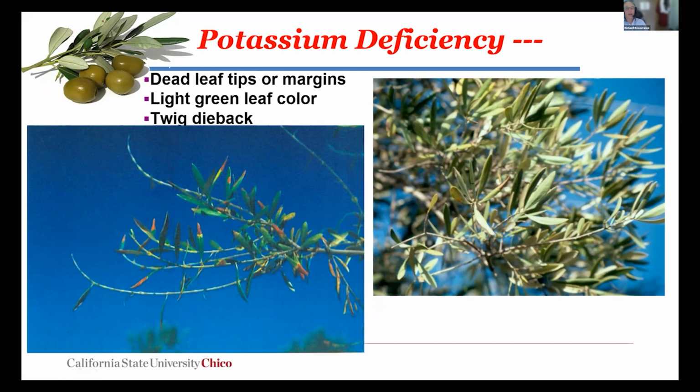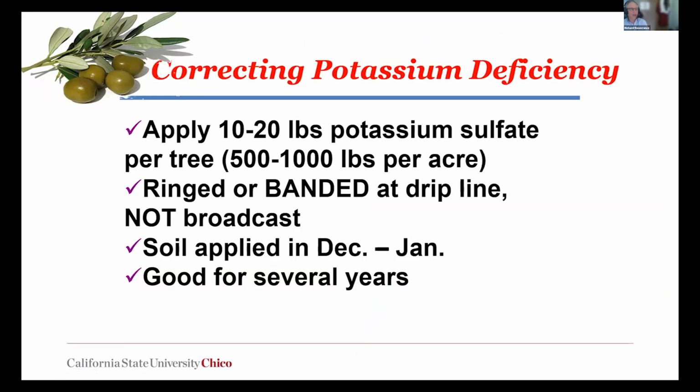So a way that we can correct that is to apply 10 to 20 pounds of potassium per tree, or 500 to 1,000 pounds per acre, in just one lump sum. Typically, you want to ring the tree or band it at the drip line. Again, don't broadcast it, because the potassium doesn't move very far from where it's been applied. Typically, we want to apply it in the winter time, December to January, and let the rain move that potassium into the soil. And this can be good for several years. If you do a big dose, typically that could be good for a number of years.